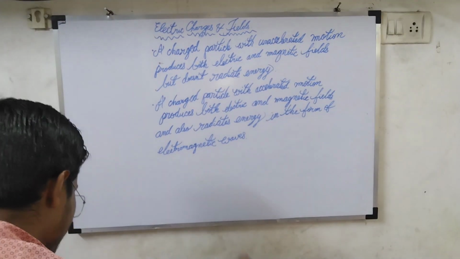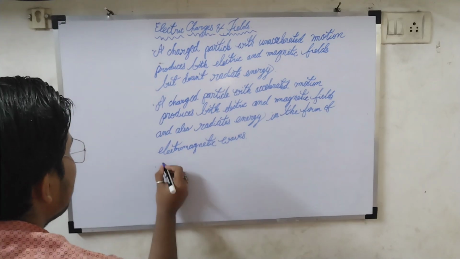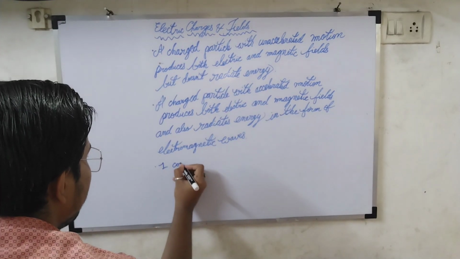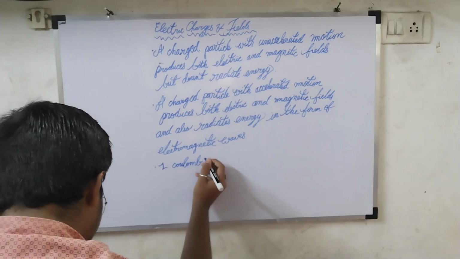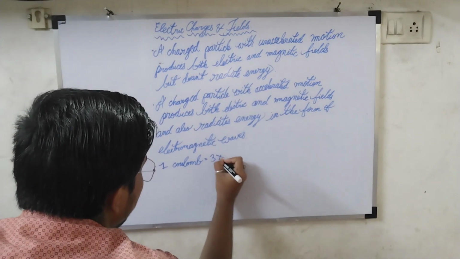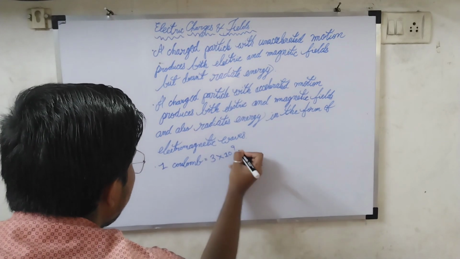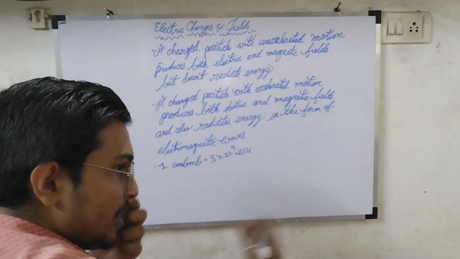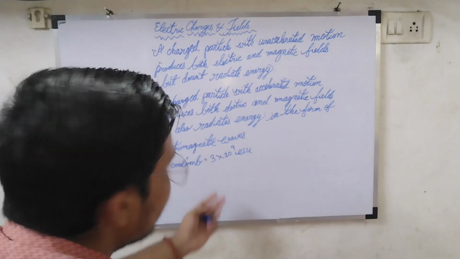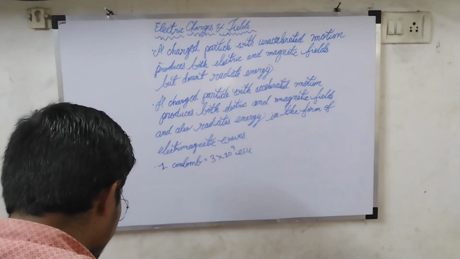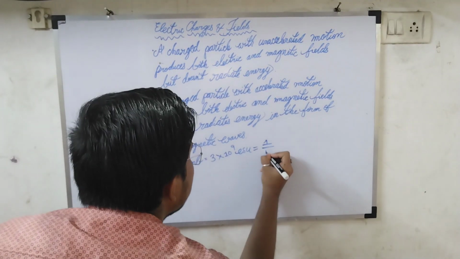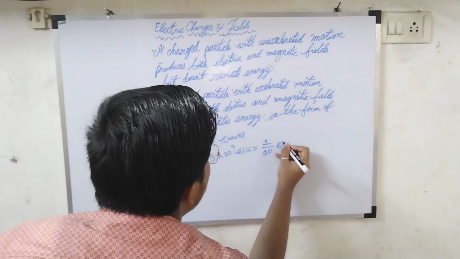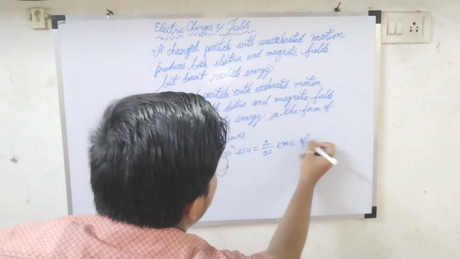So now, another thing to note down: what is 1 coulomb? What is 1 coulomb equal to? 1 coulomb is equal to 3 into 10 to the power 9 ESU. Now you will ask me, hey sir, what is this ESU? We will deal with it. Just see, 1 by 10 EMU of charge.